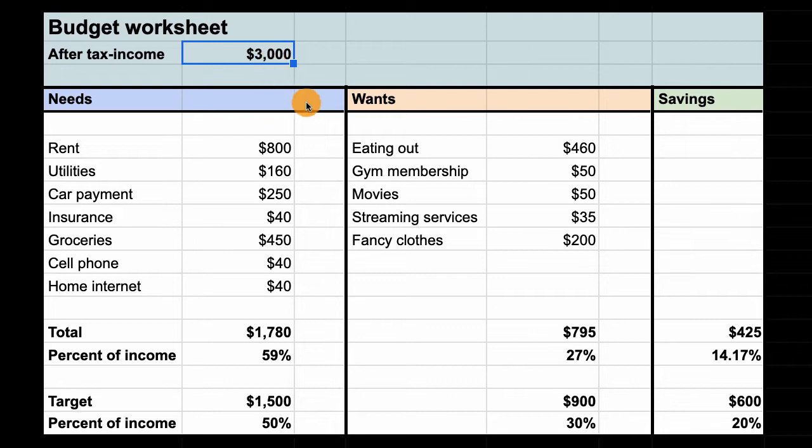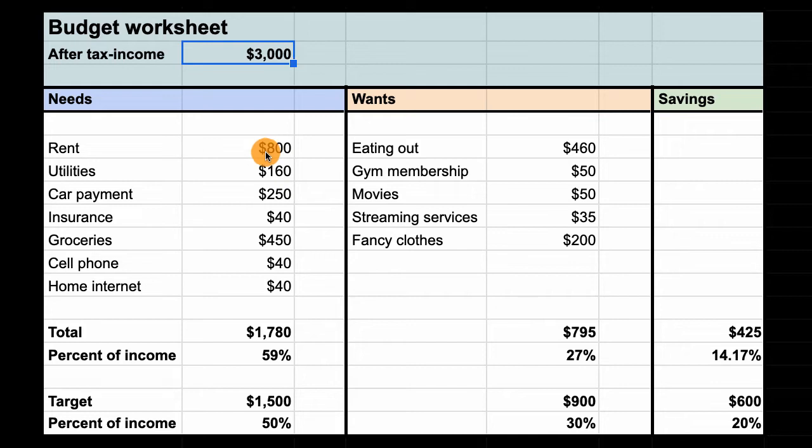Now, let's think about the needs, the wants, and savings. Now, as we talk about in the introduction video, needs are things that you need. You need a place to live. You need electricity and water and heating. You probably need some form of transportation. You need probably car insurance. Maybe there's other forms of insurance. You need to eat. That's where the groceries come into play. You probably need to communicate with folks. You probably need the internet, maybe to do your job or just to basically function in some way.